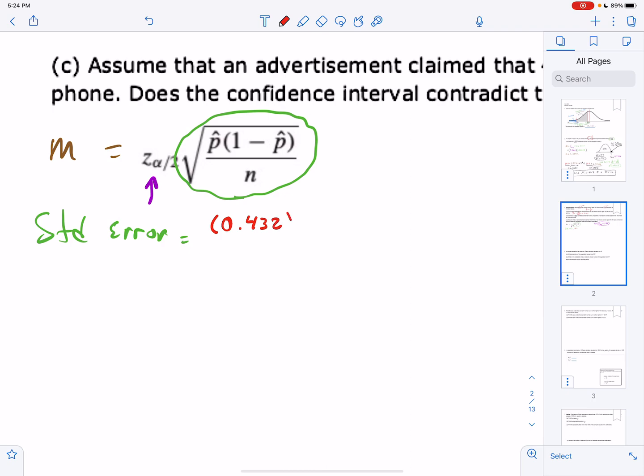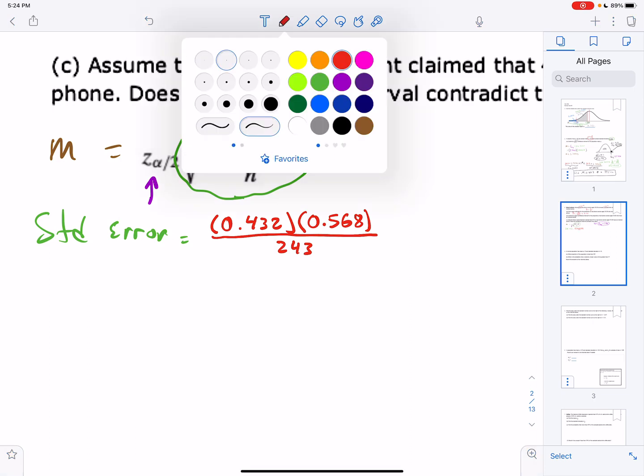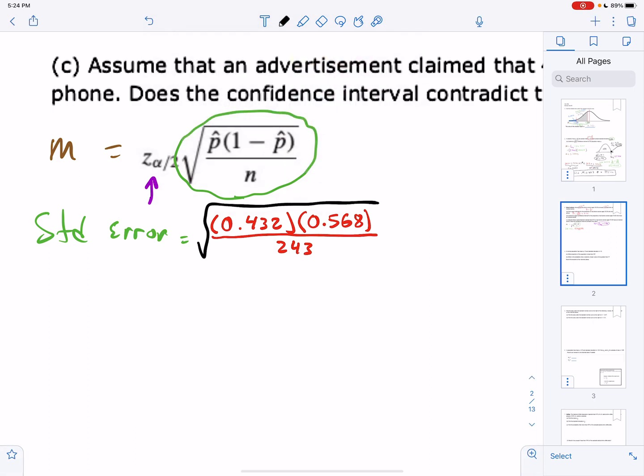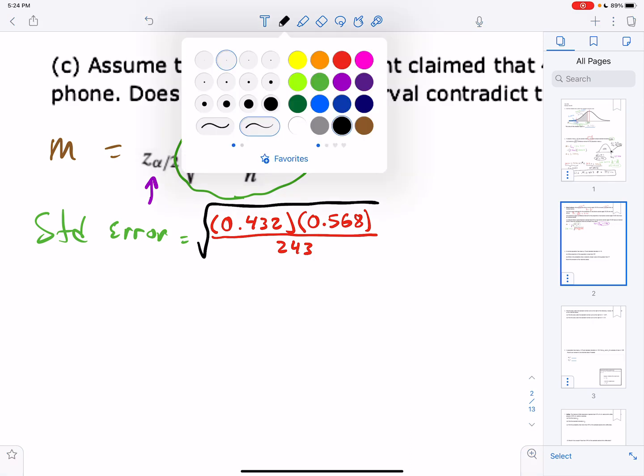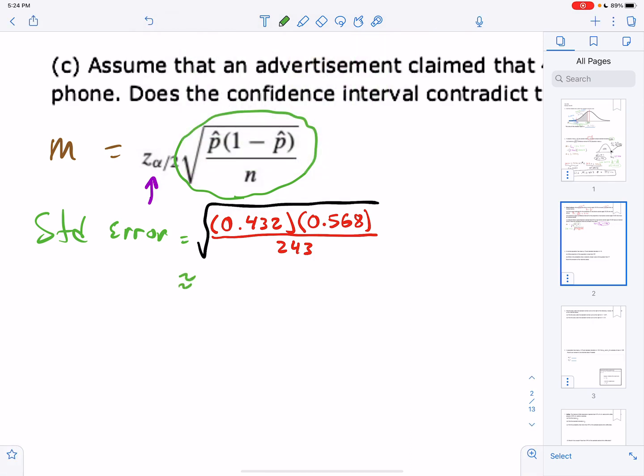0.432. Then we need to multiply by its complement. So 1 minus 0.432 is going to be 0.568. Then we need to divide that by n, our sample size, which is 243. And then, don't forget it, square root. Okay, when we do all that, we're going to get our standard error to be approximately 0.031777, and that goes on and on.